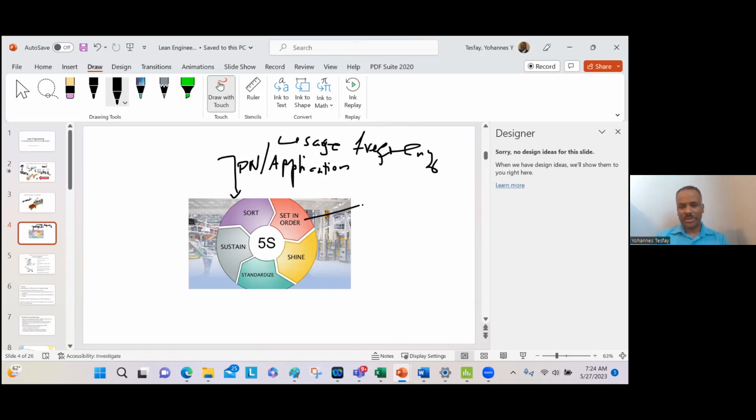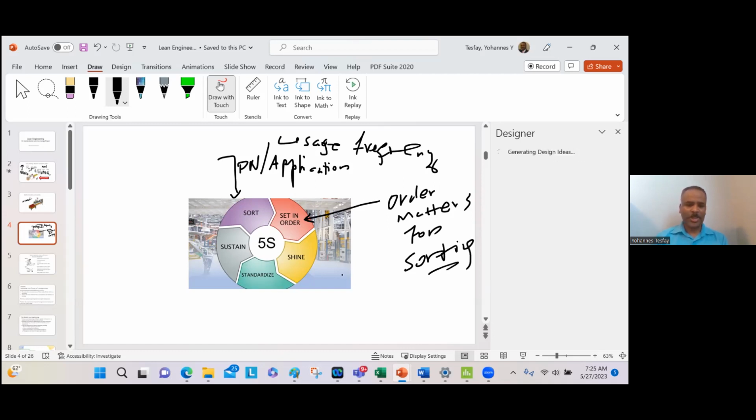Setting in order. Order always matters. Order matters for sorting, okay? Just like that. And shine, make it clean, polish it, okay? Standardize, okay?